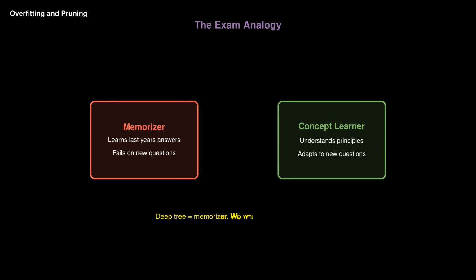Think of it like a student preparing for an exam. One student memorizes every answer from last year's paper, word for word. Another student understands the underlying concepts, same questions. The memorizer looks like a genius. Change the questions even slightly. The memorizer is lost. The concept learner adapts just fine. A deep decision tree is the memorizer. We want the concept learner.